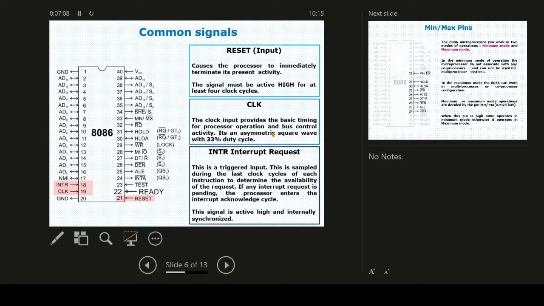Next we have the interrupt request, INTR, at pin number 18. This is a level triggered input, which is sampled during the last clock cycle of each instruction in order to determine the availability of the request. If any request is pending, the processor will enter the interrupt acknowledge cycle, and the signal is active high and synchronized.